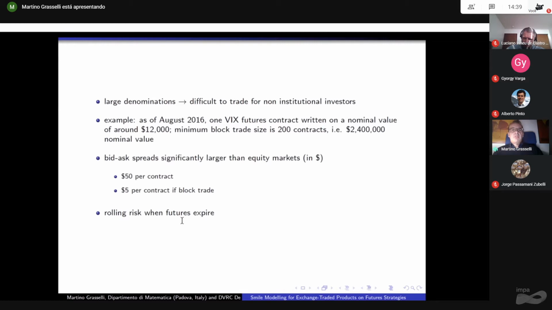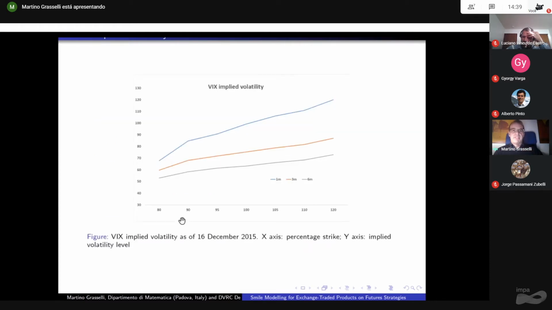Okay, so the problem is not really a problem, it's just a constraint, a limitation. We have a larger denomination, so it is typically difficult for the small investor to take a position in the VIX market, in the VIX futures. So there is a demand for something cheaper, which behaves more or less in the same way as the VIX, but possibly more accessible for small investors.